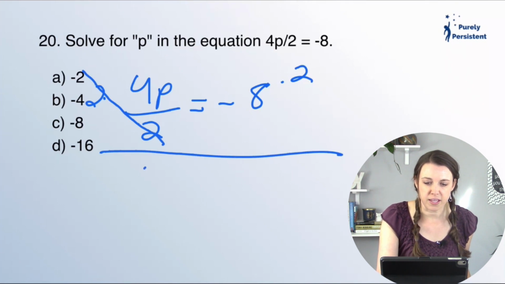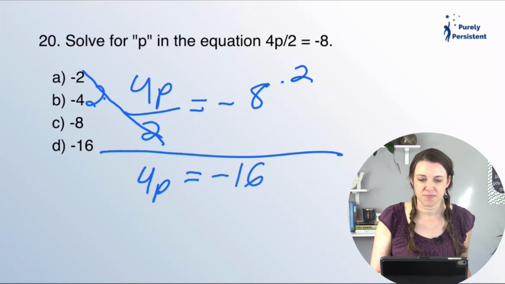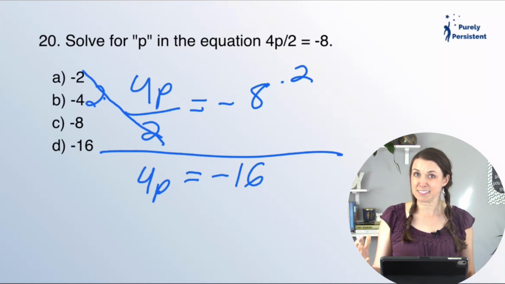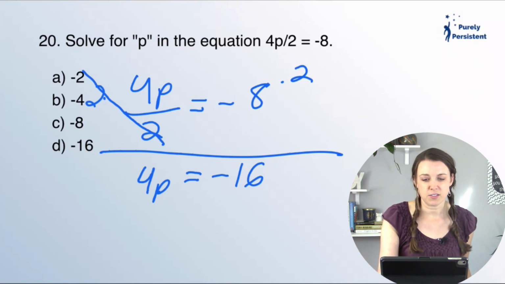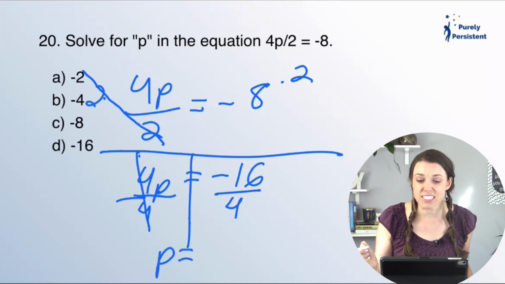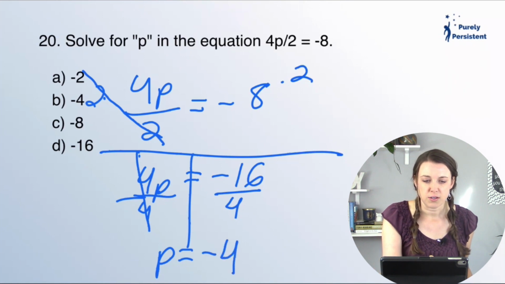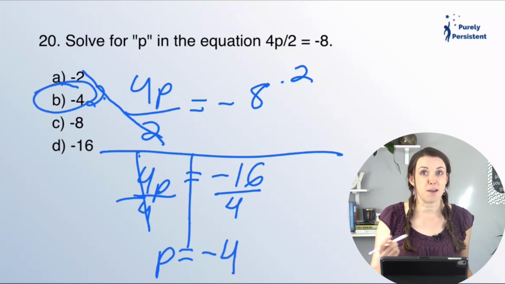And I have 4p equals negative 8 times 2 is negative 16. But I want p to be by itself, so it's multiplied. So I'm going to divide by 4, okay? The 4's cancel out, and I'm left with p equals negative 16 divided by 4 is negative 4. So my answer here is B, negative 4.